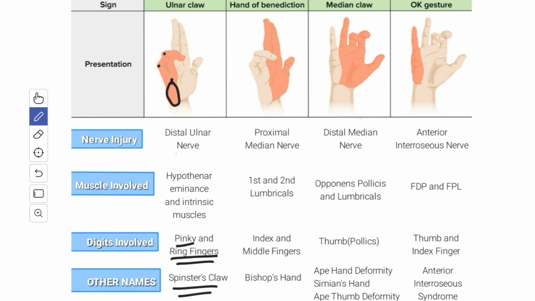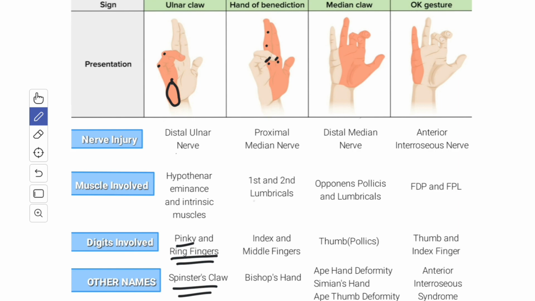The next clinical feature is hand of benediction. Here we have the interphalangeal joints and metacarpophalangeal joints. That one is your metacarpophalangeal joints. There will be a continuous state of extension at these joints, the interphalangeal and metacarpophalangeal joints of the second and third digit. Basically, the hand of benediction is a high degree of median nerve damage, or we can say median nerve injury.